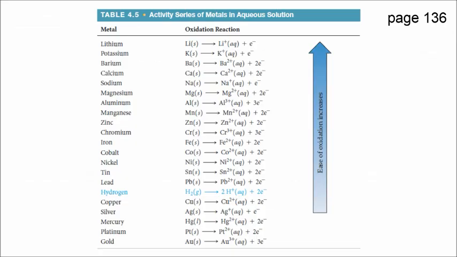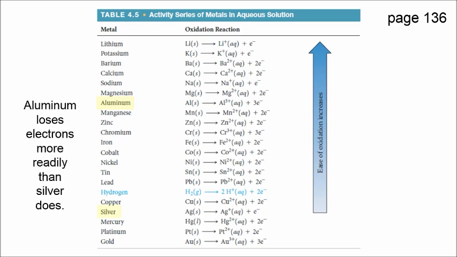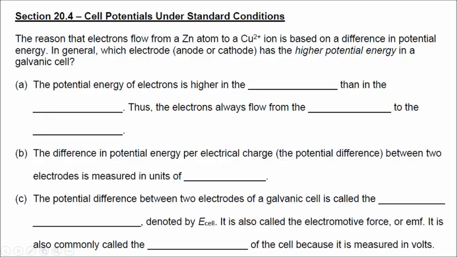And again, on the activity series back in chapter 4, you can see that aluminum was in fact higher than silver, so it should make sense that aluminum loses electrons more readily than silver does. Okay, this is section 20.4, cell potentials under standard conditions.